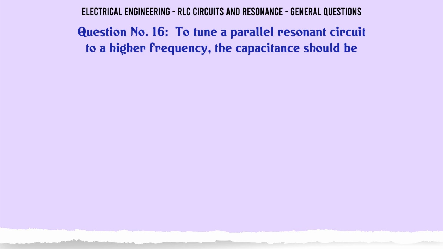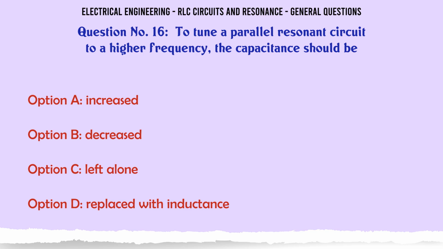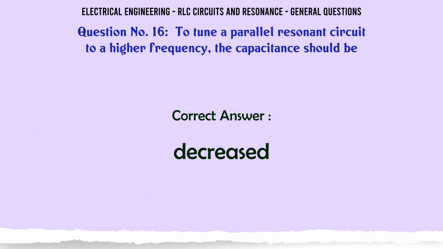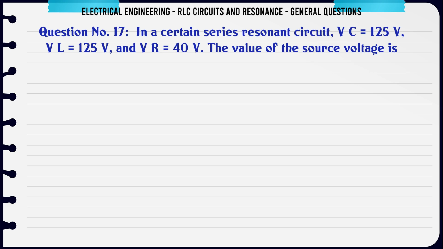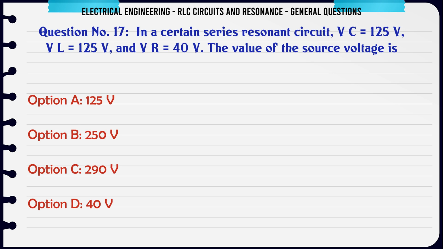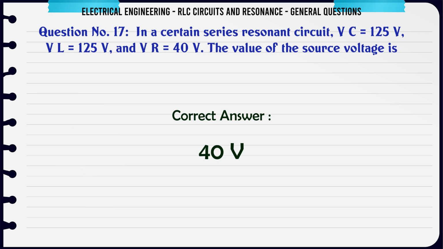To tune a parallel resonant circuit to a higher frequency, the capacitance should be: A, increased; B, decreased; C, left alone; D, replaced with inductance. The correct answer is decreased. In a certain series resonant circuit, VC = 125 V, VL = 125 V, and VR = 40 V. The value of the source voltage is: A, 125 V; B, 250 V; C, 290 V; D, 40 V. The correct answer is 40 V.